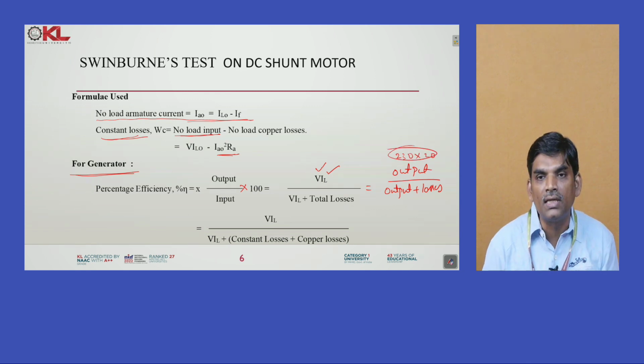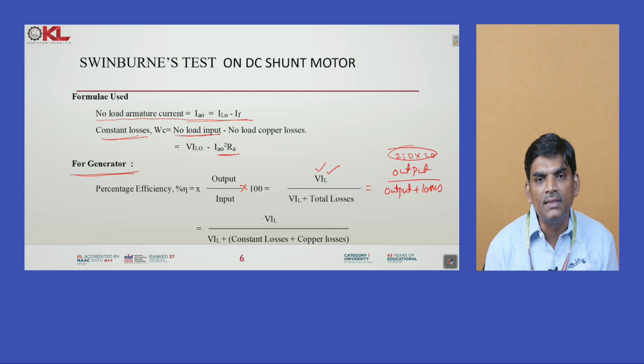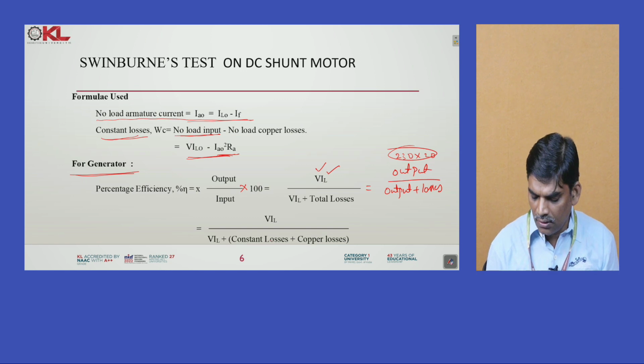Suppose, for example, it is a machine rated 230 volts and 20 amps. Here, what is the unknown quantity? V and IL are known, taken from the nameplate details. The constant losses are measured from the no load test data. So the constant losses are measured, and only the copper loss remains. How do we calculate this copper loss?